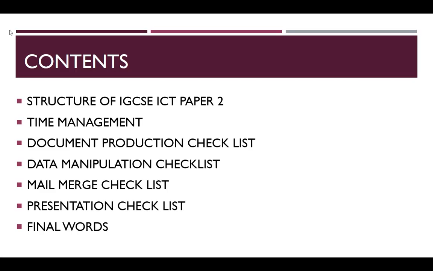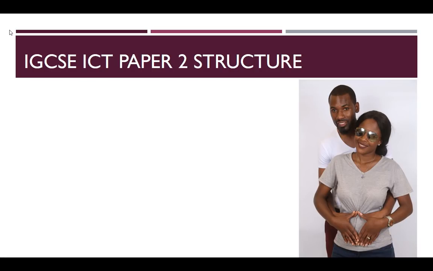Okay, so the structure of an IGCSE ICT paper is that the paper is a 2 hours 30 minutes paper. So this is where the aspect of time management comes in, because this is not a paper that you're going to write the whole day. You'll be in the exam room for 2 hours 30 minutes. So that means all typing and the working should be done within this period of time.